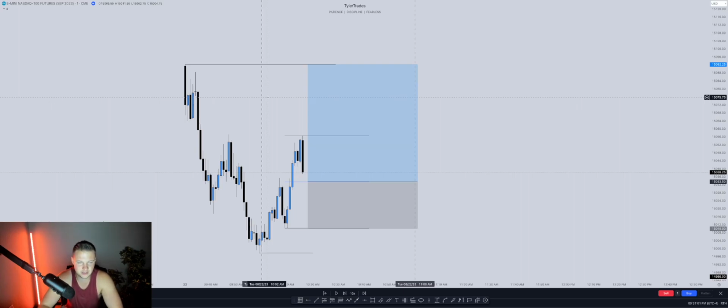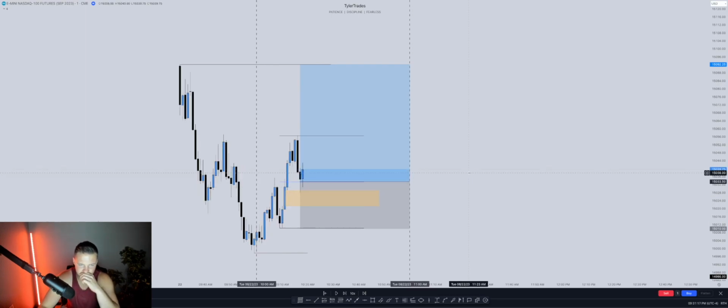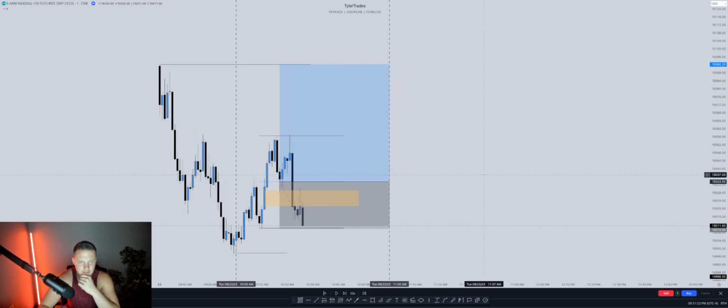So let's see what we get. If price does indeed deliver to our entry, we got fair value gap above and below, and we got this 2-minute order block, which is very nice. So I would see how we go. Let's see if we tap in. We do tap into this lower inefficiency, so you could get a little bit more of a sniper entry. If you did that, that's totally fine. And then we'll see if price respects.